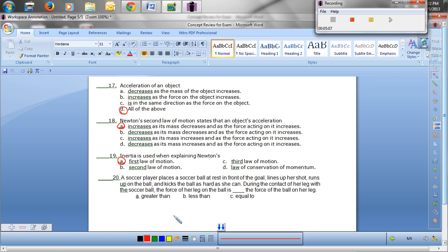A soccer player places a soccer ball at rest in front of the goal, lines up her shot, runs up on the ball, and kicks the ball as hard as she can. During the contact of her leg with the soccer ball, the force of her leg on the ball is equal to the force of the ball on her leg. For every action, there's an equal and opposite reaction.